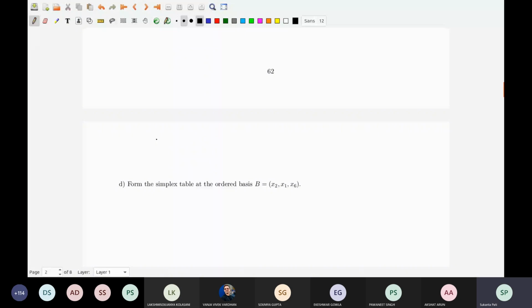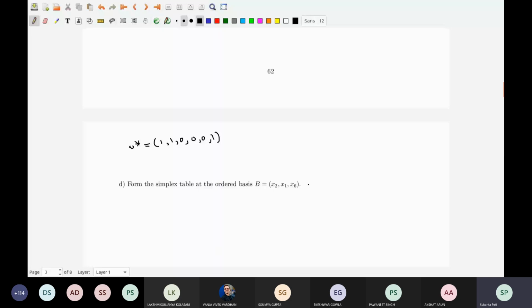What was that? Now it was 1, 1, 0, 0, 0, 1. So you are standing at this vertex and looking at the problem itself, analyzing the problem. Whatever table you get, that table it is asking. Okay. So how to get that table? Fine. So the BFS, I mean the basis I am taking, x2, x1, x6. So this one is more important.